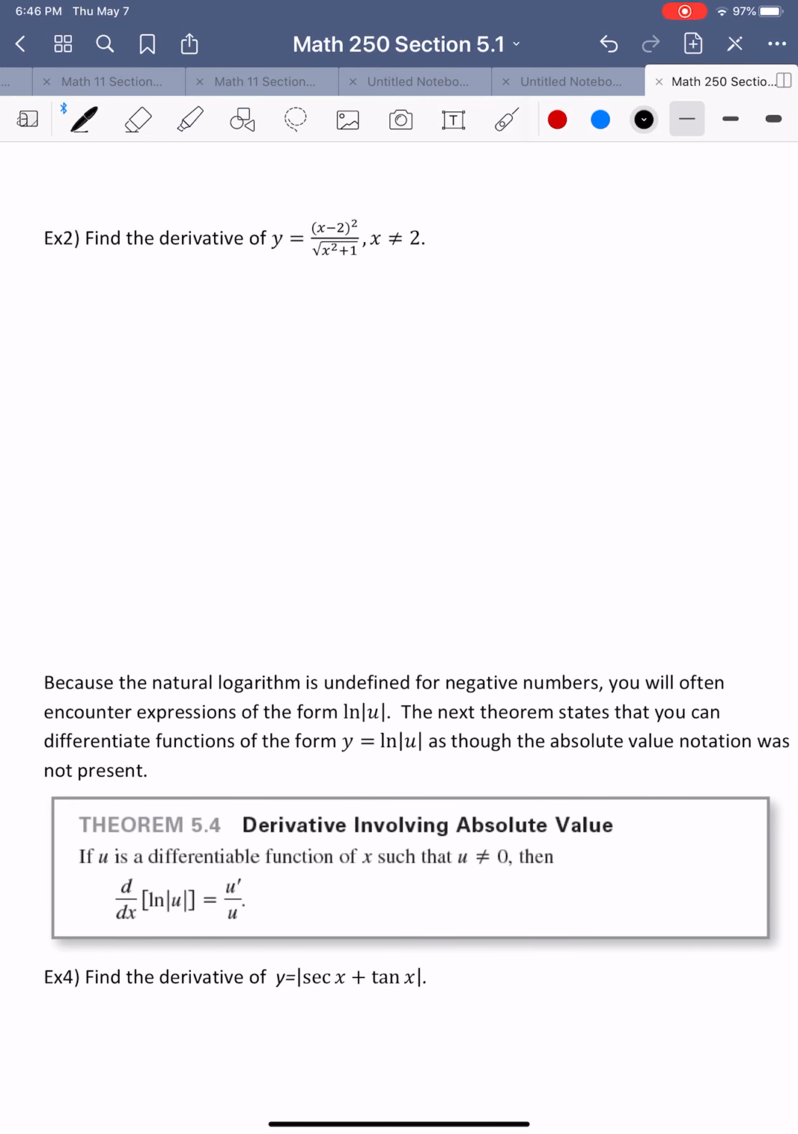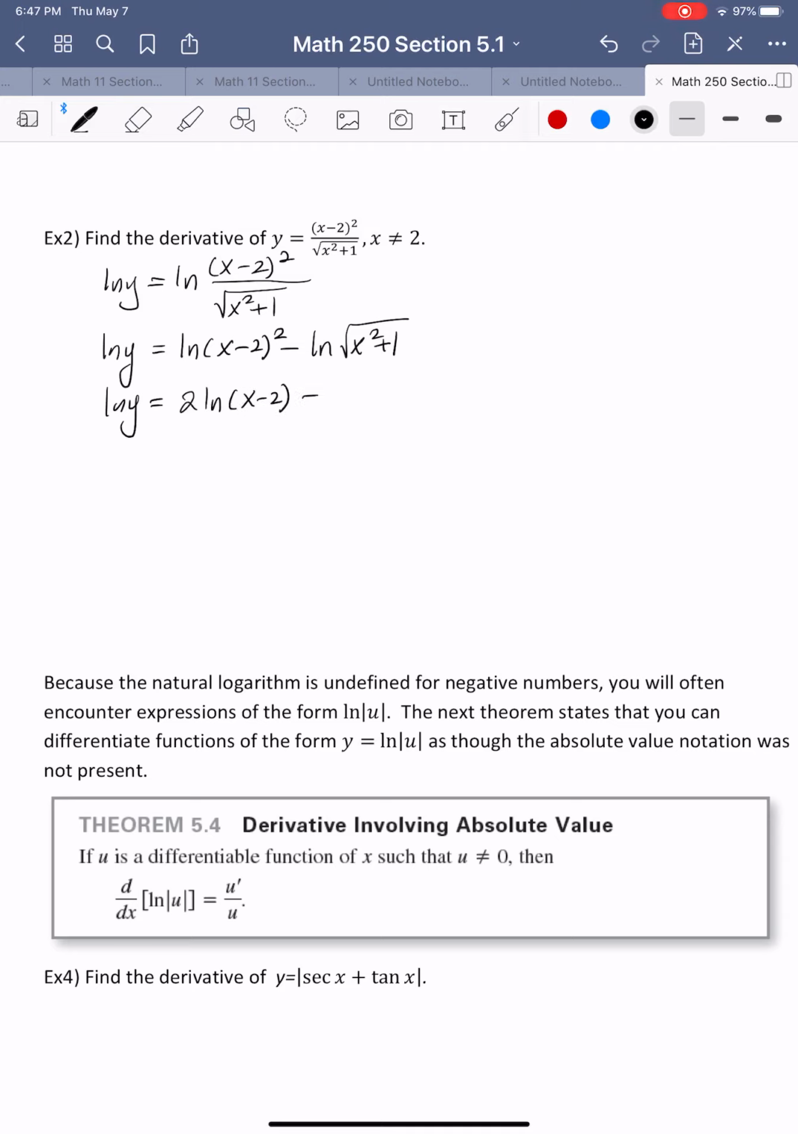For that, I want to put the ln on both sides. You can do this. So ln of (x minus 2) square over the square root of x squared plus 1. Now you have an ln, we can use the quotient rule. So we get ln of (x minus 2) square subtract ln of the square root of x squared plus 1. Now you can apply the power rule. So 2 ln of x minus 2 minus, and I can pull out the half, of ln of x squared plus 1.